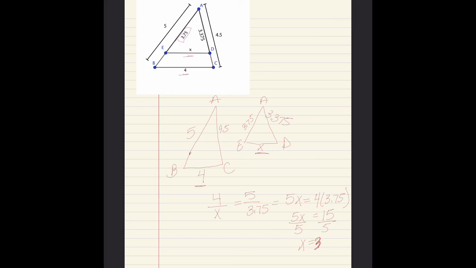Now we want to do our scale factor, right? The easiest way to do your scale factor is going to be to pick your 4, and we know now that the x is 3, two solid numbers. So 3 over 4, you could simplify this to 0.75 if you wanted to, or you can leave it just as that. That is your scale factor.